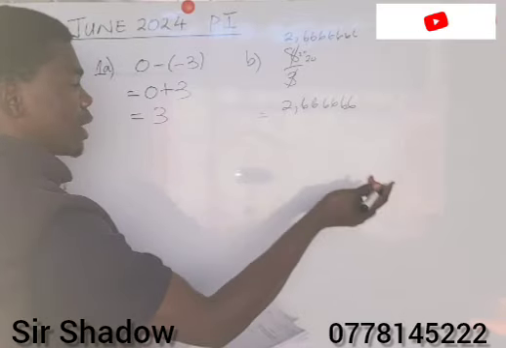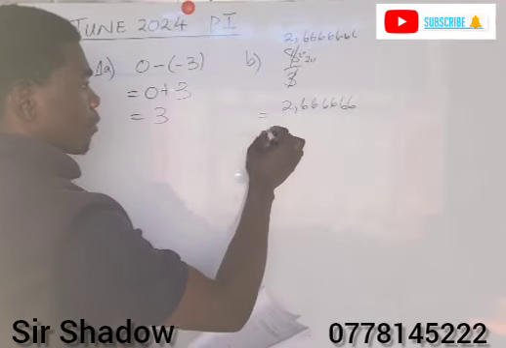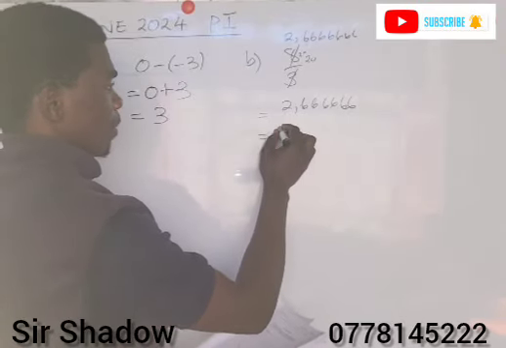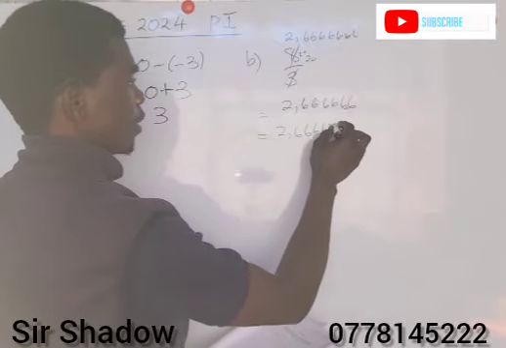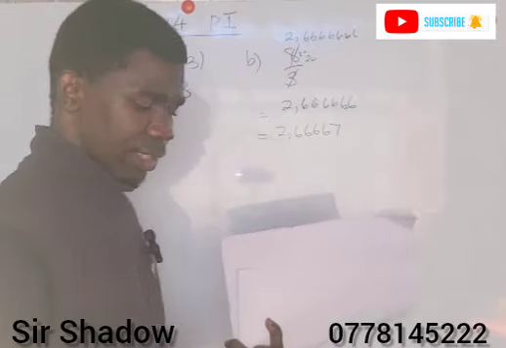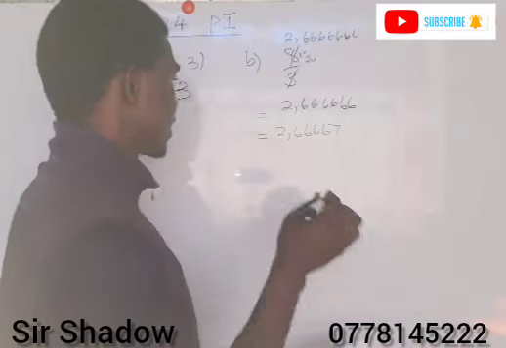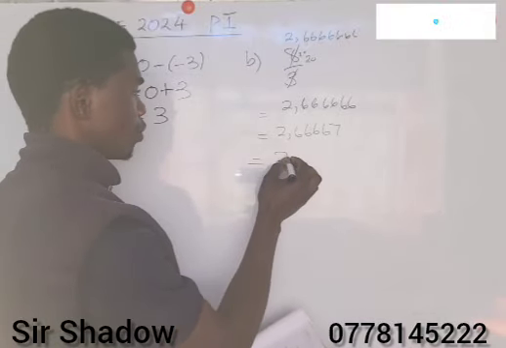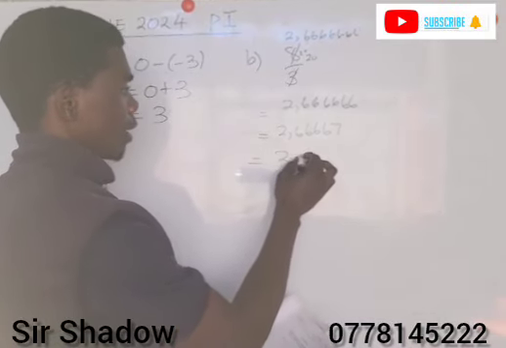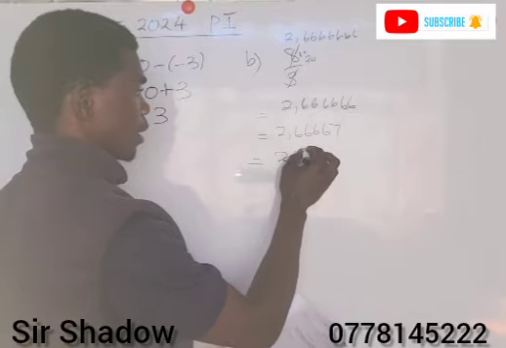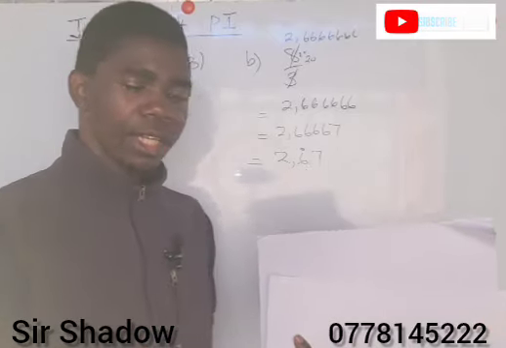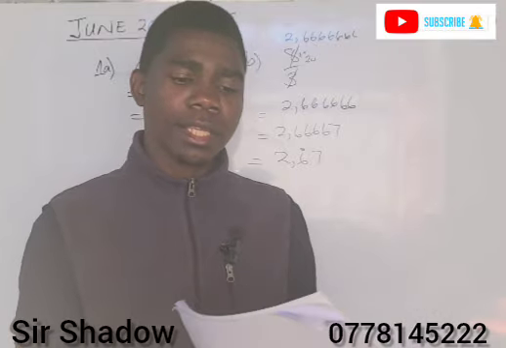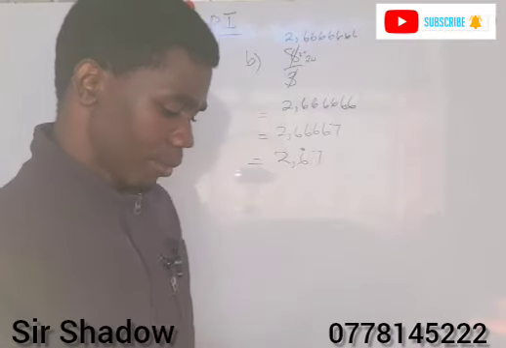But you can round it to the nearest, so it becomes 2 comma 6, 6, 6, 6, and 7. And we are asked to write it as a recurring decimal. It becomes 2 comma 6 with a dot over the 6, and the dot represents that the number is a recurring decimal.